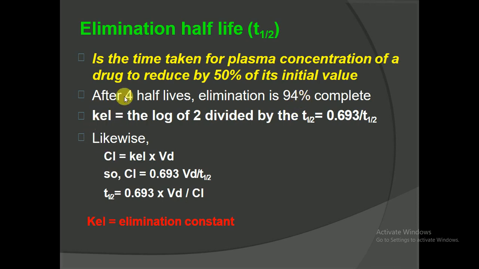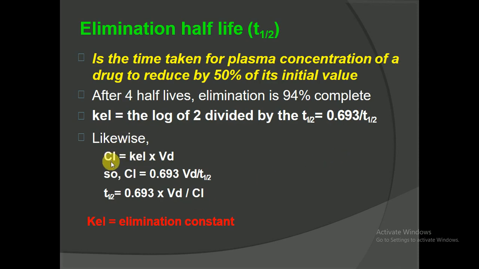So look here, this is the elimination constant. The elimination constant can be represented by small k, and you can see k is equal to the logarithm of 2, the natural logarithm of 2, divided by T1/2. As we know, T1/2 is equal to 0.693 divided by k. So this is the mathematical calculation.